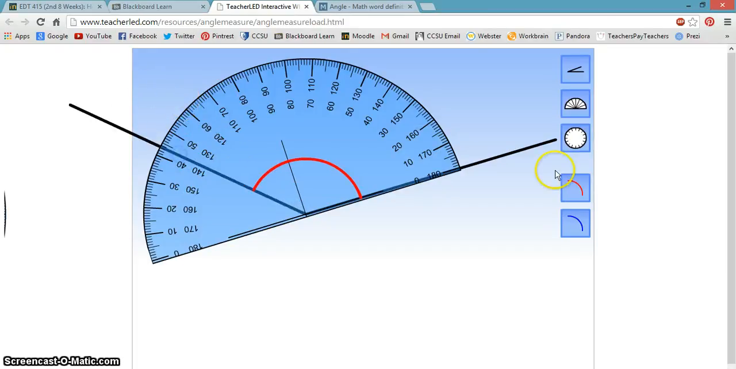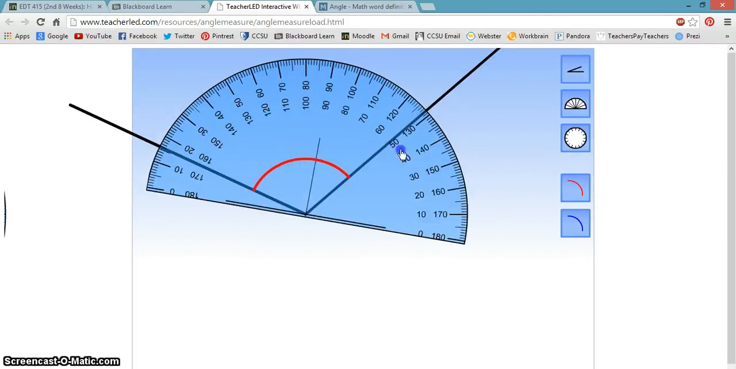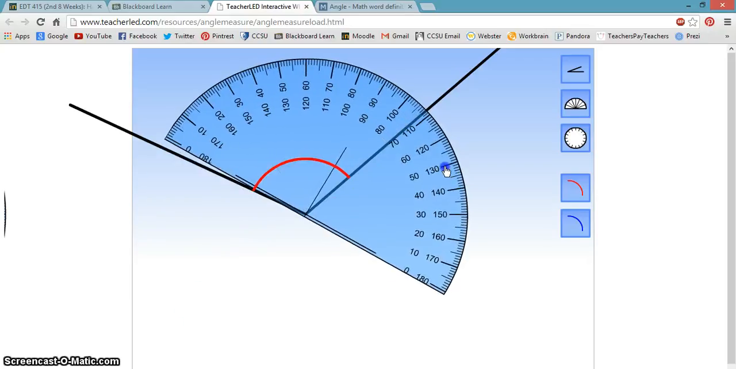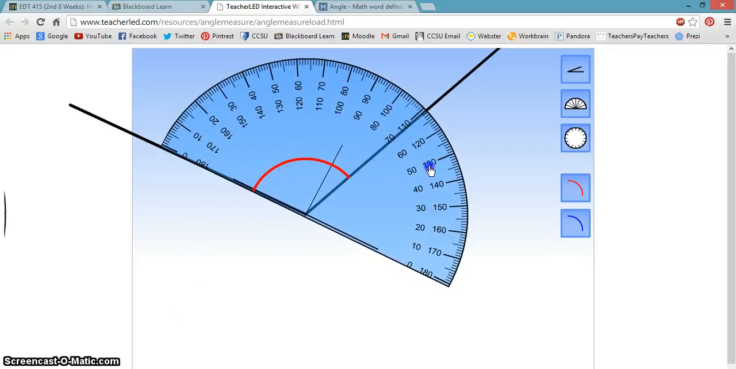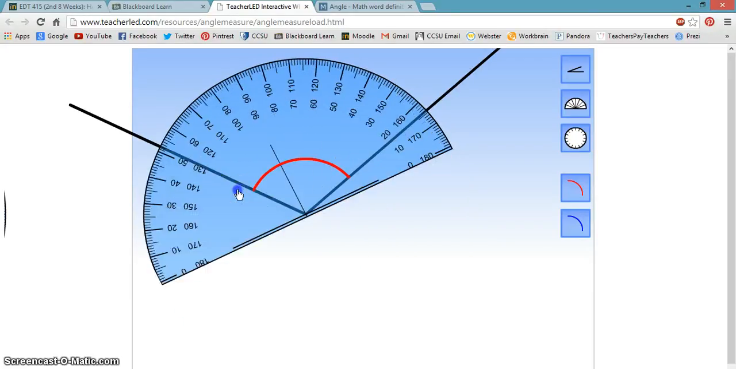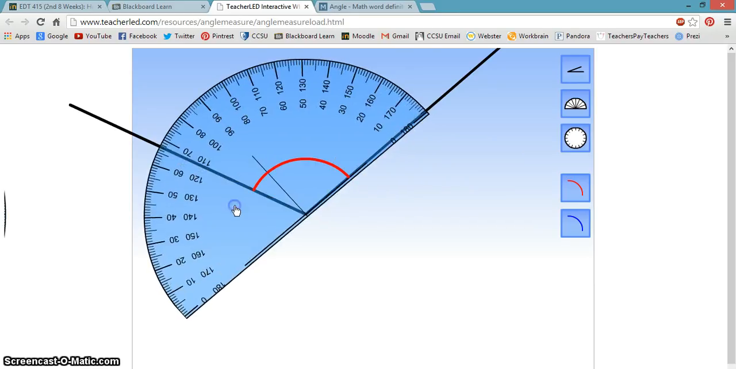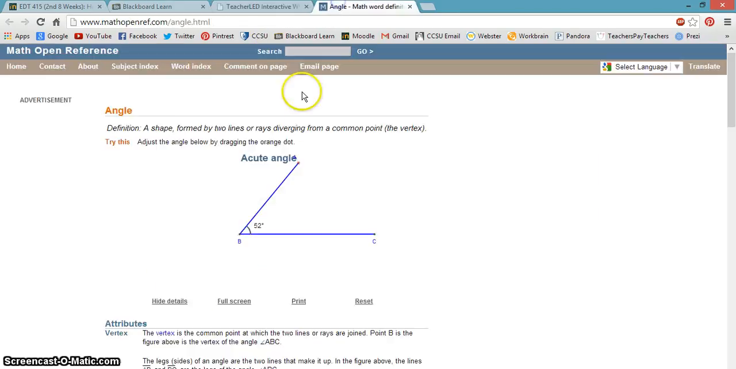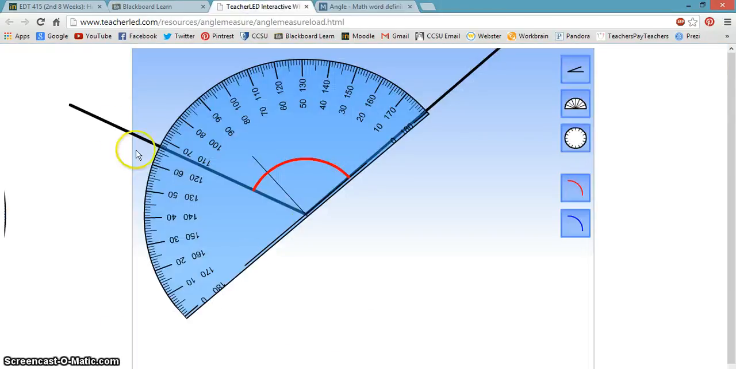You can move it to create whatever angle you want, and this will allow the students to make it totally their own. So hopefully that will spark their interest and make them want to learn more about angles and make them want to learn how to measure them so they can play with this website and also with this one, because I know I have a lot of fun playing with them because it's cool.